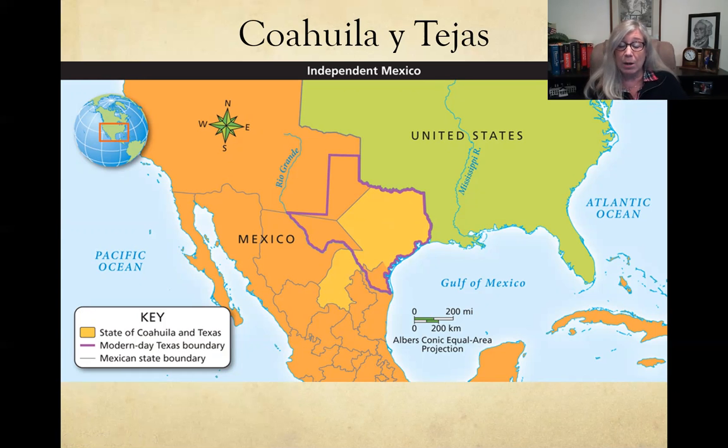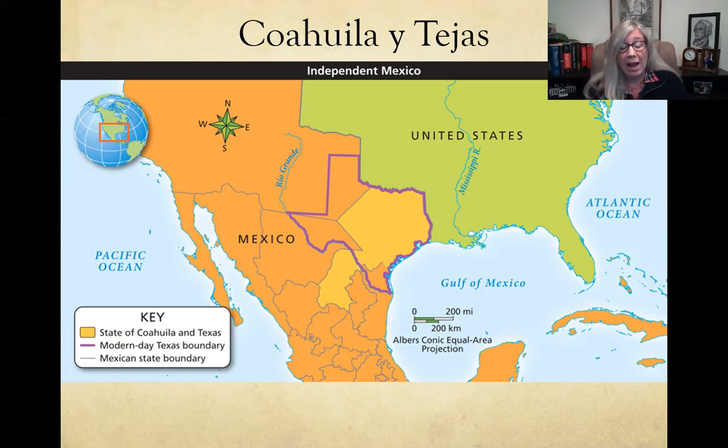So this becomes an area, if cotton is growing here really well, this becomes an area where the Mexican government sees opportunity for economic growth. And they want to increase the population that's living here. They want more Mexicans to go and settle in that region.